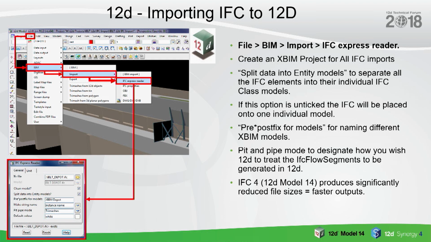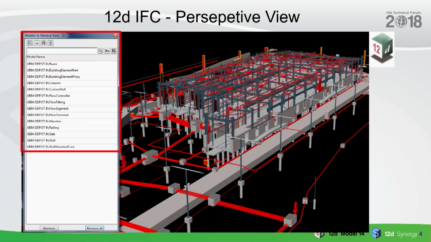There's a few little options inside the IFC Express reader that are basically, you can split the data into entity models, which essentially allows you to split the IFC into its element classes. You can either choose to use this if you want separate IFC models, or if you want one IFC as its own model package. As you can see in this instance, I've split them up into the IFC classes. So I've given it a prefix for the depot, and you can see it's broken down into IFC beam, building element proxy, flow segments, flow fittings.